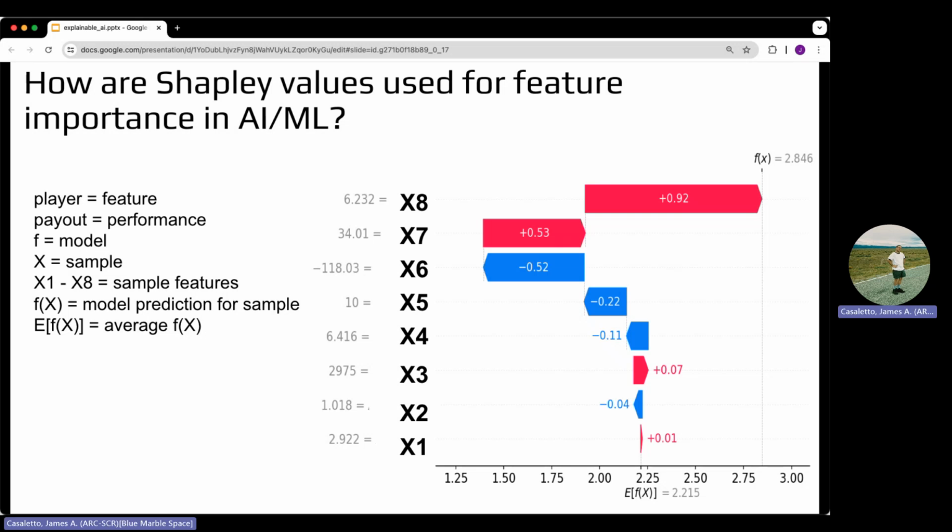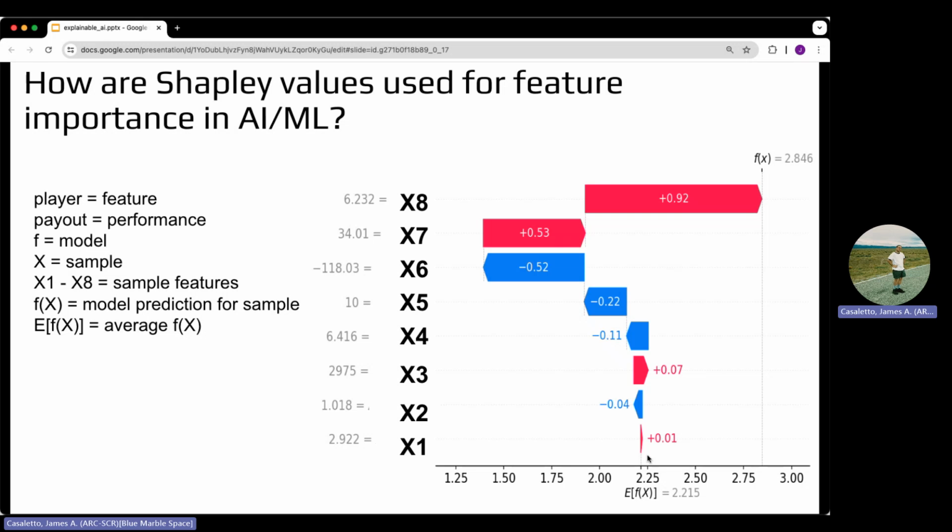The easiest way to visualize this is through a waterfall plot, which is what we see on the right. Here we start with the background prior expectation for a function, which is the expected value of f(x), which is just the average f(x) value. And then we go up vertically starting from x1, x2, x3. We incrementally add these features in, and we see what adding that feature does to the predicted value f(x). We see that the expected value of the model is 2.215.